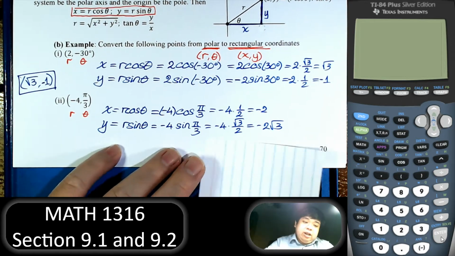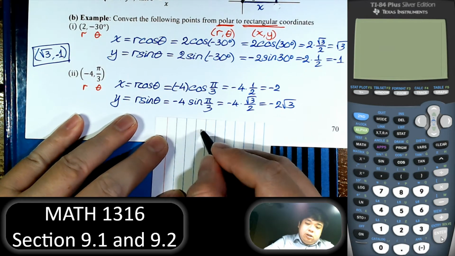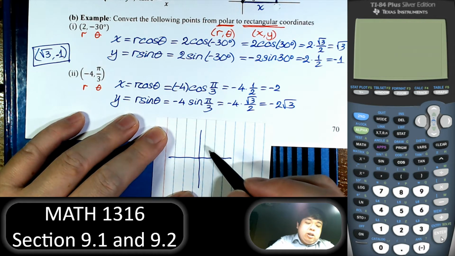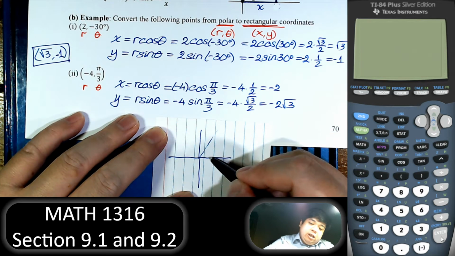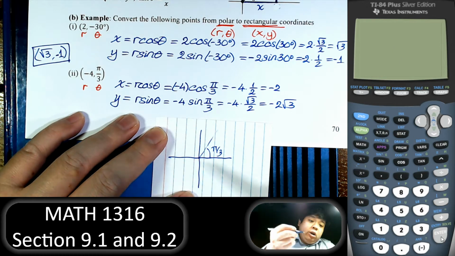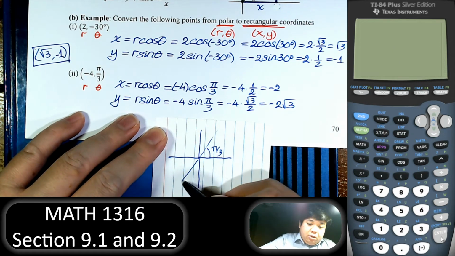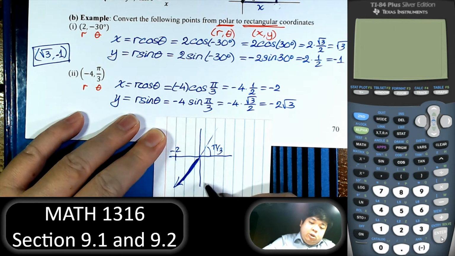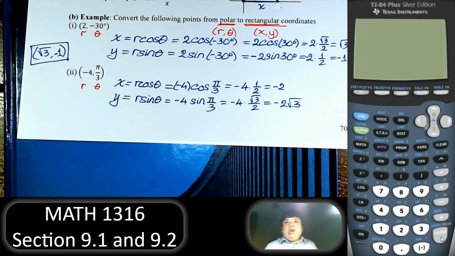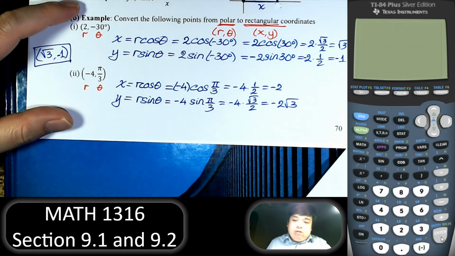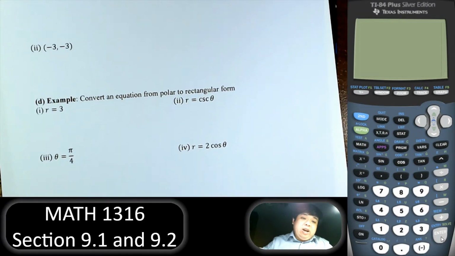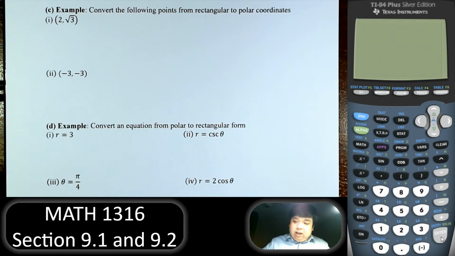So if we want to check, we go negative 4. So how did that work? The angle is pi over 3, so pi over 3 is here. But instead of going in the positive direction, we go opposite. So negative 4 will be here. And we have x negative 2 and y negative 2 square root of 3. So that's about right. So very straightforward. Knowing r and theta, we can find x and y directly. Now we do the opposite direction, where we go from rectangular to polar. Now this time we have x and y.